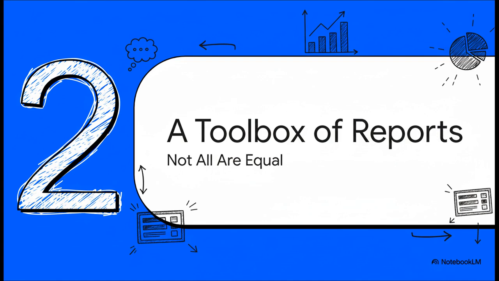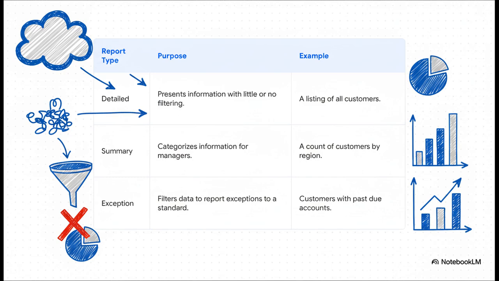All right, so now we know who these outputs are for. Let's talk about what they look like. It's useful to think of different report types as a set of tools in a toolbox. You wouldn't use a hammer to saw a board, right? Same idea here. You need the right report for the right job. And picking the right tool is everything.